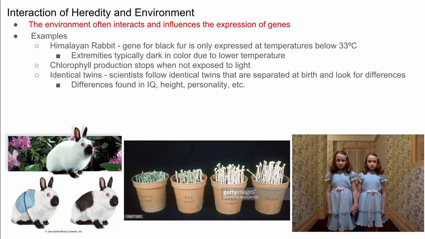Here are some plants that were grown under different color lights. So obviously, plants make chlorophyll based on their genes. Their DNA has the code to make chlorophyll. But that gene is influenced by the environment. If there's not enough light, then there's less chlorophyll produced. So there is an interaction there.